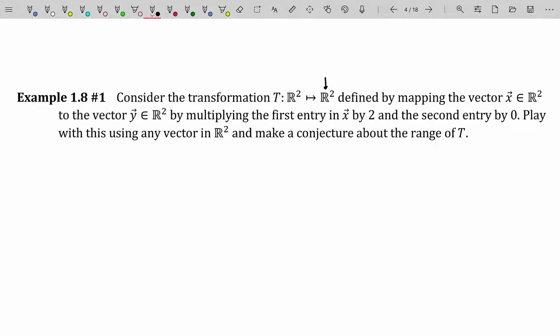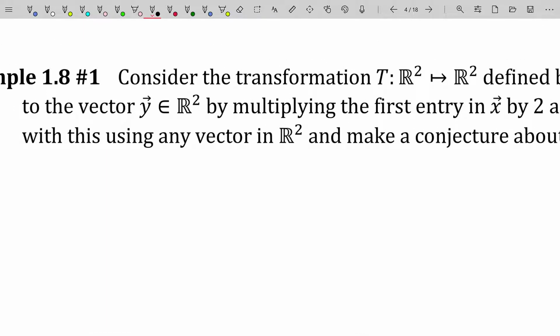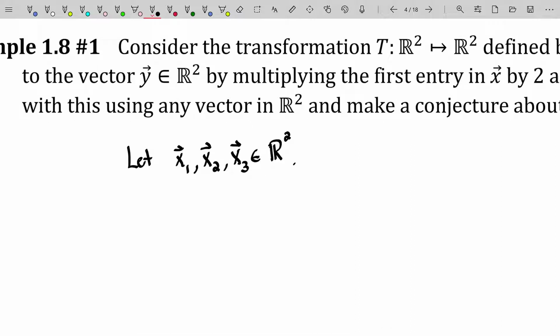So let's take a look at maybe 3 or 4 different vectors in our R squared. And I'm just going to limit it to 3 because really all you need is that. You don't even need 3, honestly. What we're going to do is just create vectors. You can do whatever you want.